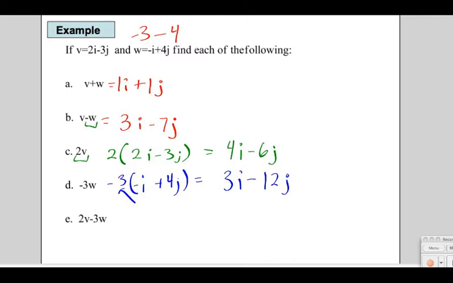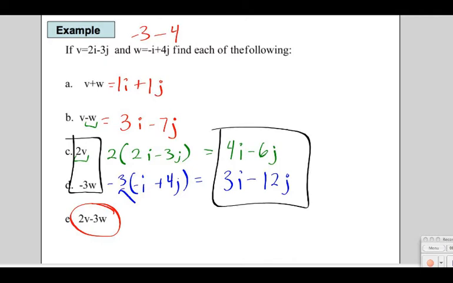Now, what if I'm doing 2v minus 3w? Well, thankfully, I've actually already found 2v and negative 3w. So really, I'm just going to be putting these two pieces together. Putting the i's together, I get 7i. Putting the j's together, I get negative 18j. I didn't subtract them because I know that this is the same as 2v plus negative 3w. And this value, of course, was negative 3w. And this one was 2v.